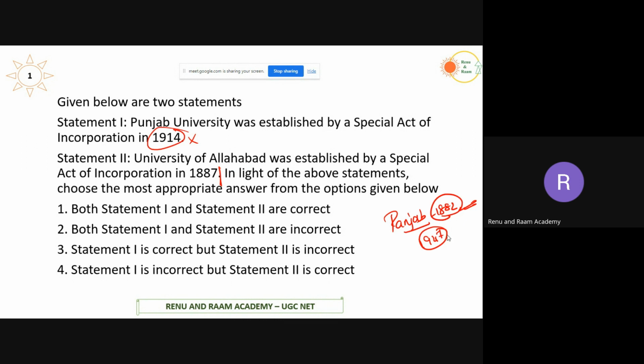Coming to the next one, University of Allahabad was established by the Act of Incorporation in 1887. Yes, it is right. University of Allahabad was established on 23rd September 1887. In fact, it is the fourth oldest university in India after Calcutta, Bombay, and Madras University, which were established in 1857. So the first statement is incorrect and the second one is right. So the answer would be 4.